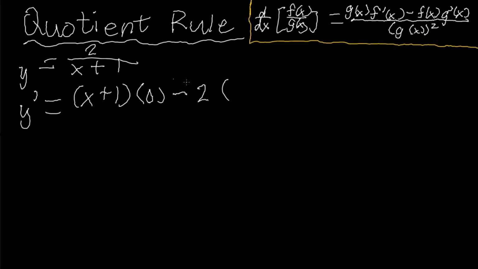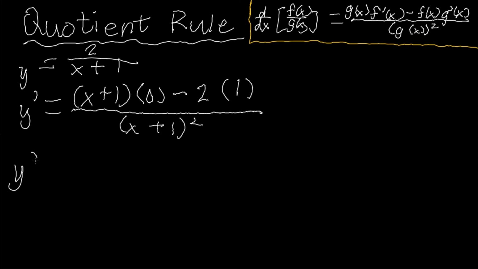Times g prime of x, so that will just equal 1 times g(x) to the power of 2, so the denominator squared, (x plus 1) squared. Okay, let's expand. This would equal 0, so we just ignore that. Negative 2 over (x plus 1) squared.